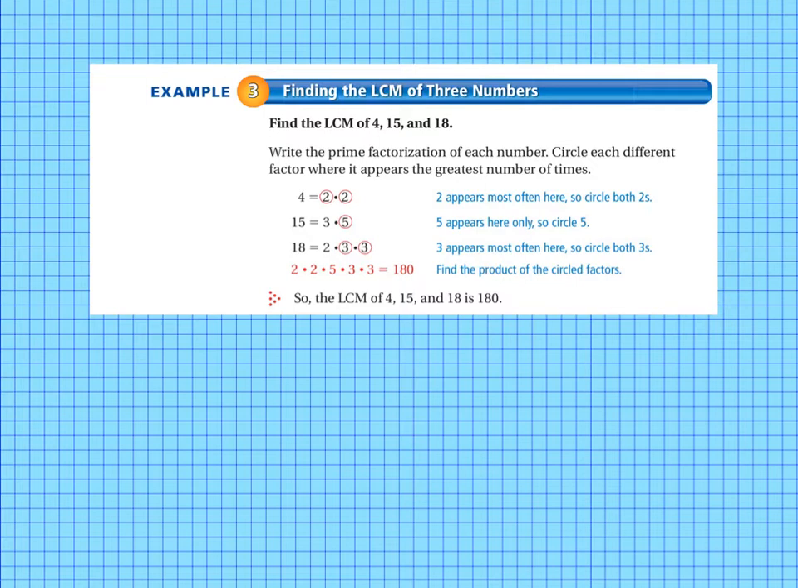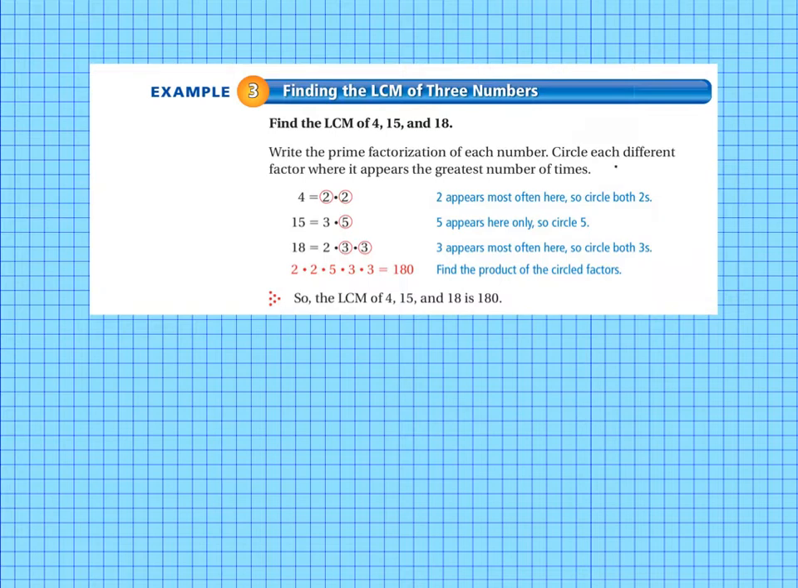Now this example goes a little bit beyond our standard, but I'm going to go ahead and show it to you anyway, just because it sometimes sneaks into problems without us noticing. So it's finding the least common multiple of 3 numbers. Find the least common multiple of 4, 15, and 18.